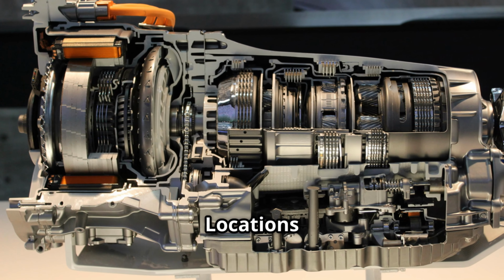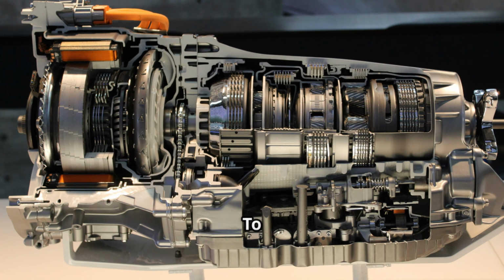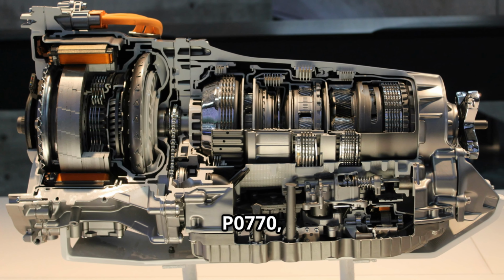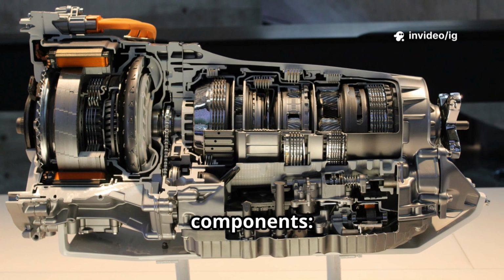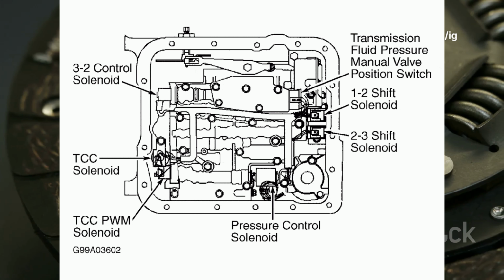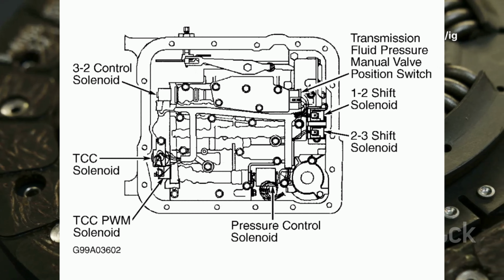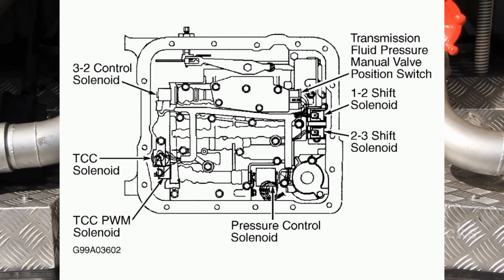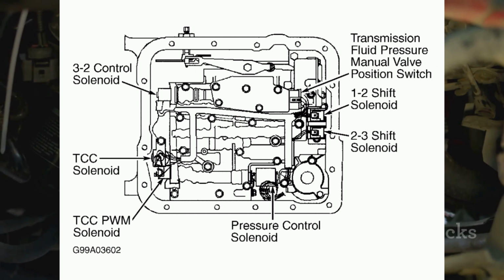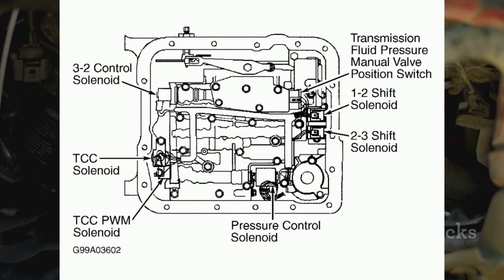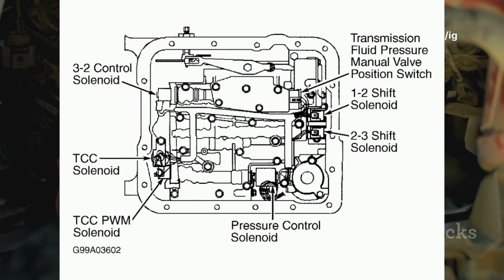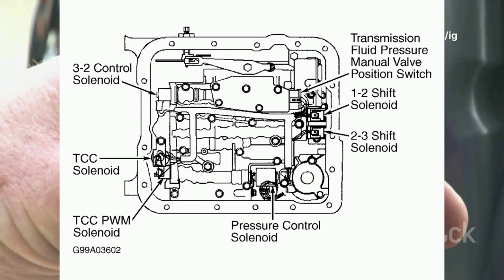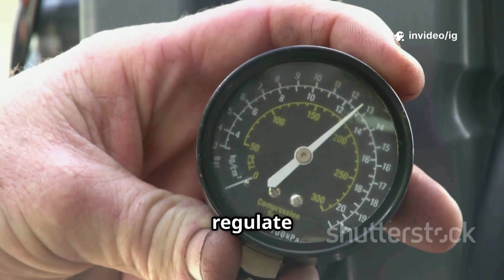Sensor and component locations. Where to find them? To diagnose P0770, focus on these key components. Shift Solenoid E. Location: inside the transmission valve body, just under the transmission fluid pan. Function: controls hydraulic pressure for shifting gears. Transmission fluid pressure, TFP, sensor. Location: mounted on the transmission case near the valve body. Function: monitors transmission fluid pressure and helps regulate shifting.